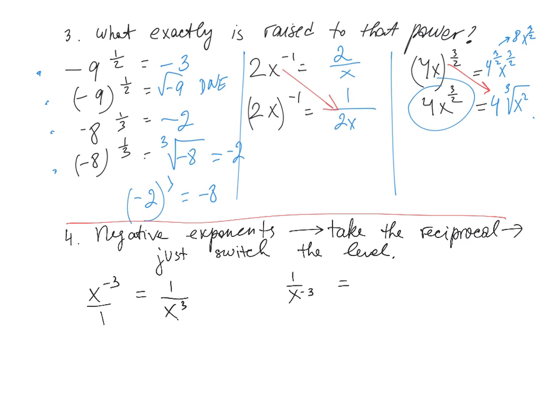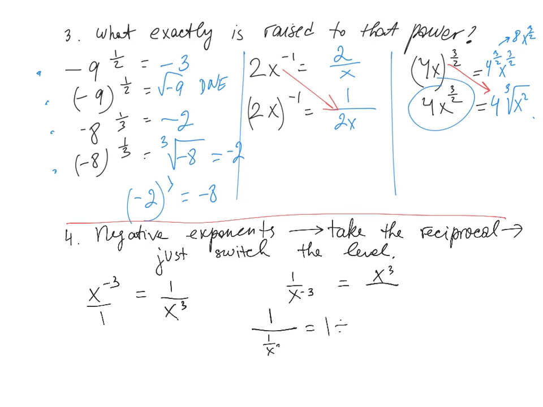It goes on the bottom. Now, when your expression with a negative exponent is already on the bottom, it switches the level, it goes on top. Okay, and then we don't need really a bottom. Why is that? You can look at this as a reciprocal of the reciprocal. So you flip the fraction.